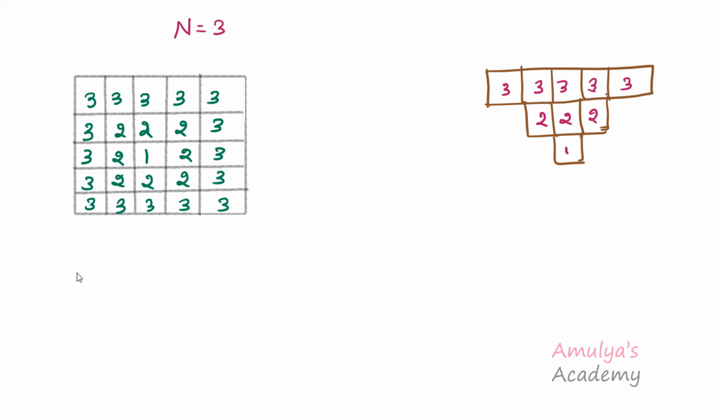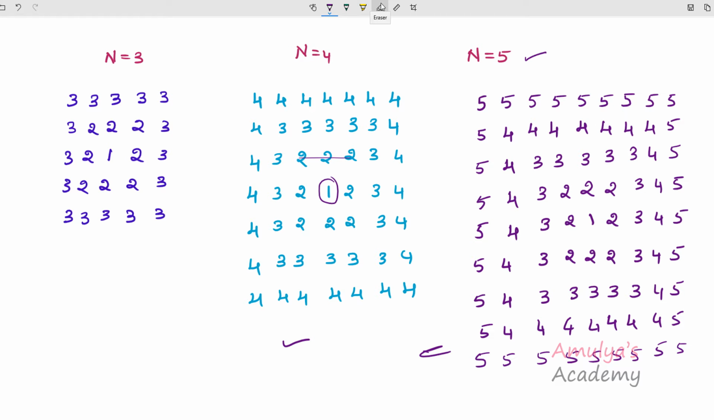So here when n is 3, we can see 1, 2, 3, 4, 5, so 5 rows, and 1, 2, 3, 4, 5, so 5 columns. So we want 5 rows and 5 columns when n is 3. When n is 4, we want 7 rows and 7 columns. And when n is 5, we want 9 rows and 9 columns.